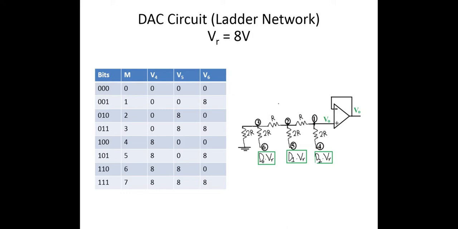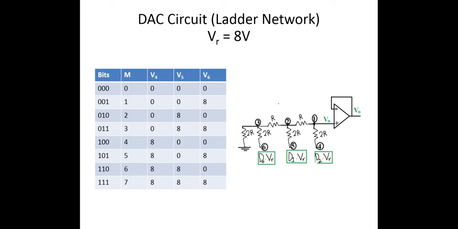Now for ease of understanding, we can assume that VR is equal to 8 volts. So in this case, you can see in this table what will be the respective voltages. For example, in case of 0, 1, 1, which corresponds to binary 3, V4 is equal to 0, V5 and V6 are equal to 8 volts. And here I remind you that node 4 corresponds to the most significant bit, whereas node 6 corresponds to the least significant bit.